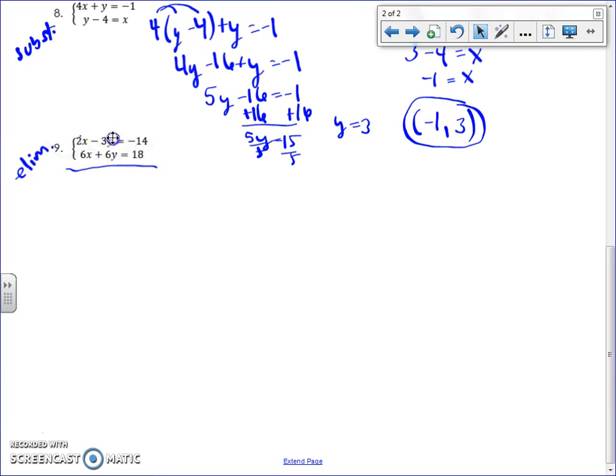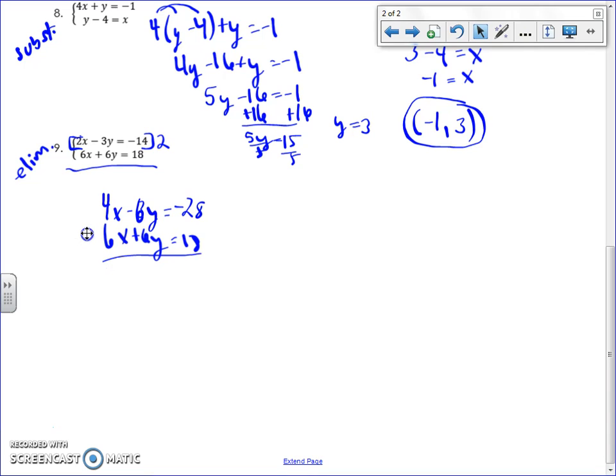So I noticed that with my y's, I have a negative and a positive coefficient. So I'm just going to take this entire equation here and multiply it by 2. When I do that, I know it's going to give me a -6y, which will cancel out this positive 6y. So when I do that, I get 4x minus 6y equals -28. And then I'm going to keep the second equation the same. 6x plus 6y equals 18.